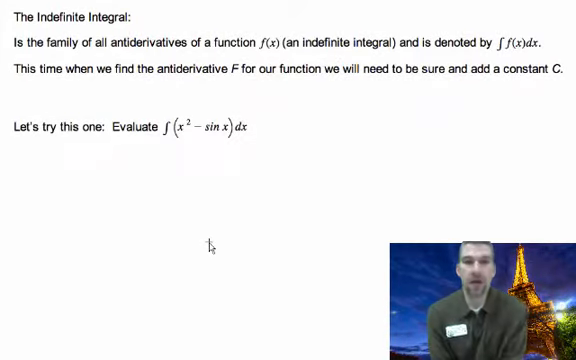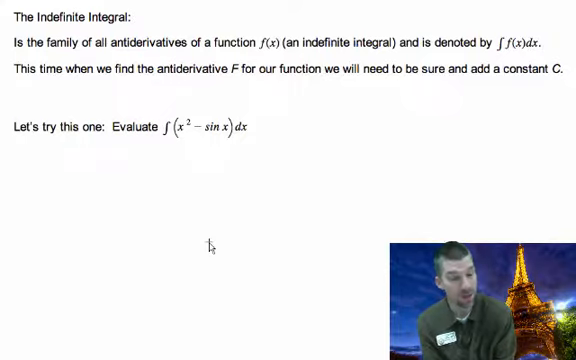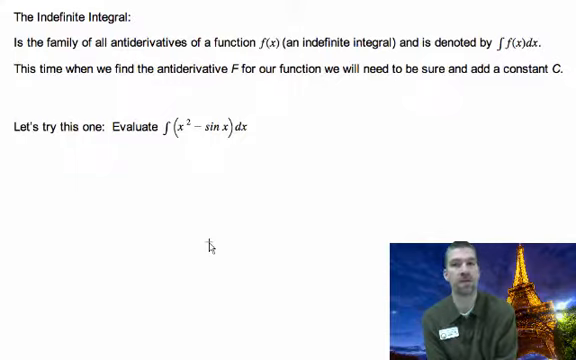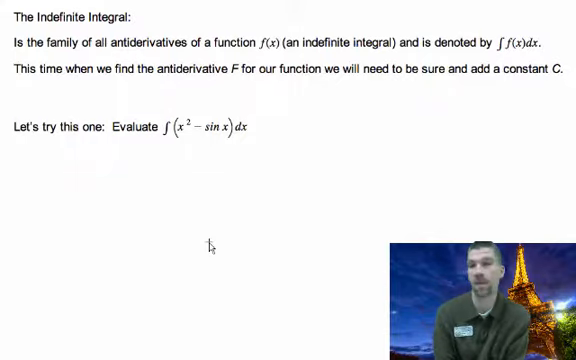All right, today we're going to look at the indefinite integral. The indefinite integral is a family of all the antiderivatives of f of x. It's denoted by the integral of f of x dx. Notice there's no upper or lower limit on this.